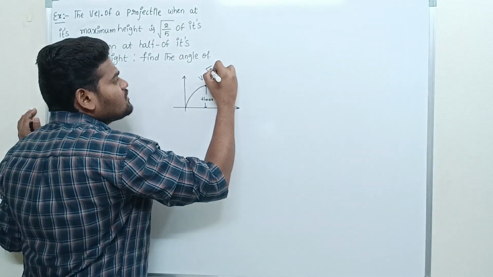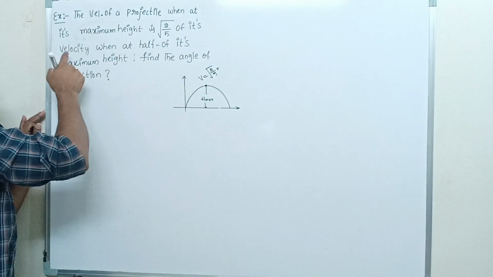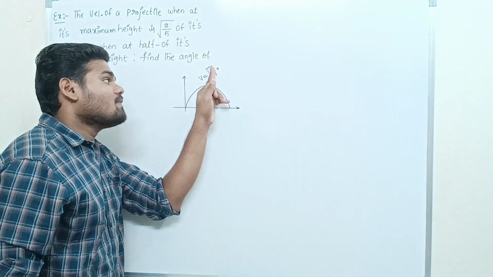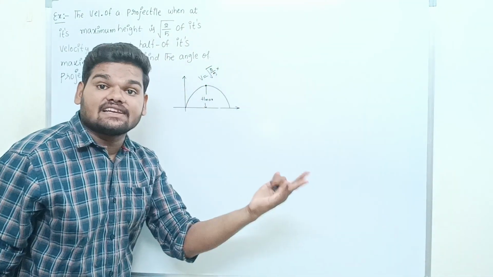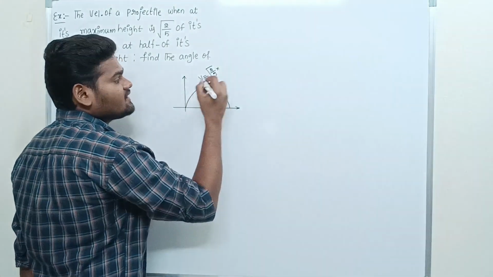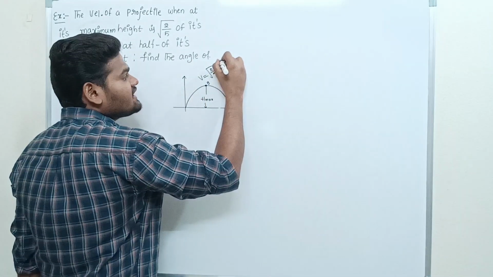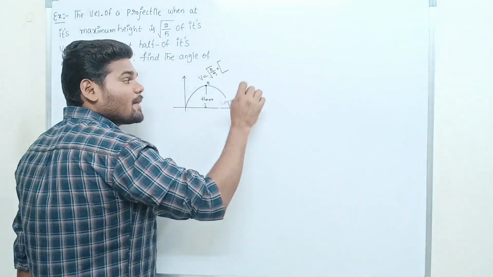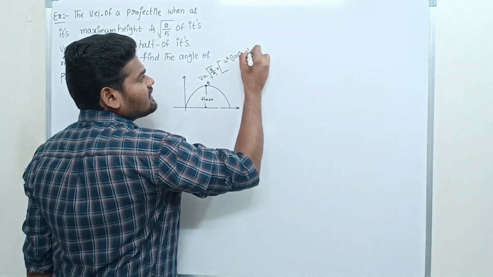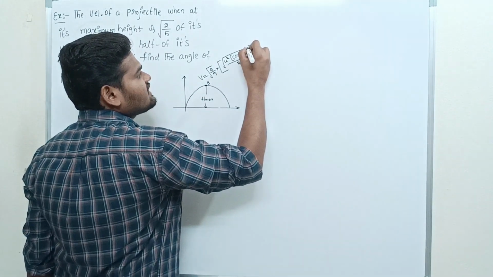V is the square root of 2 by 5 times the velocity at half of its maximum height. So at point B, what is the velocity? Root 2 by 5 of the velocity at half of maximum height. And what is the velocity at half of maximum height? It is the square root of u squared cos squared theta plus 1, divided by 2. This is the velocity of the object they have given.